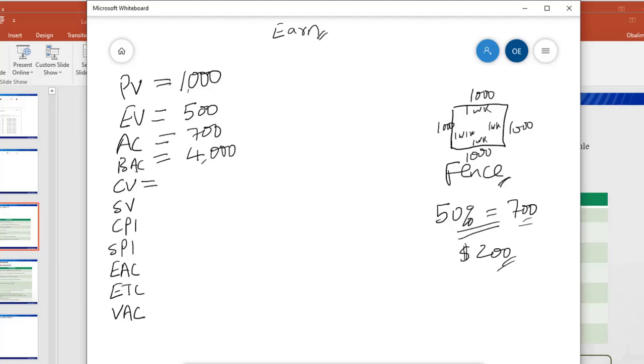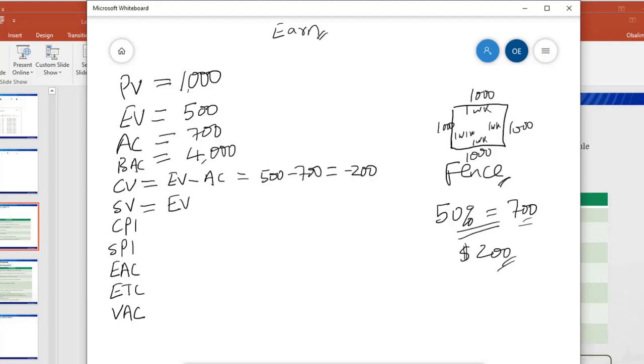So what we have just done is what we refer to as our cost variance. The formula for cost variance is earned value minus actual cost. In this case, that will be 500 minus 700, which gives us negative 200. So judging from what we have done so far in week 1, we are already over budget by 200.